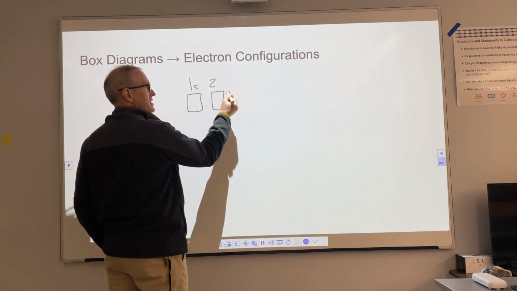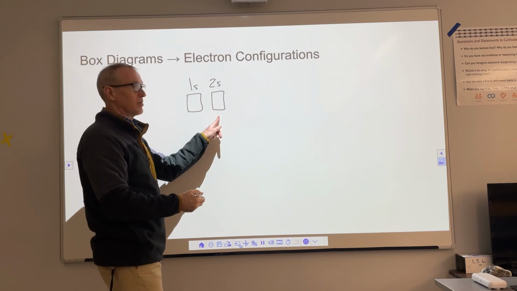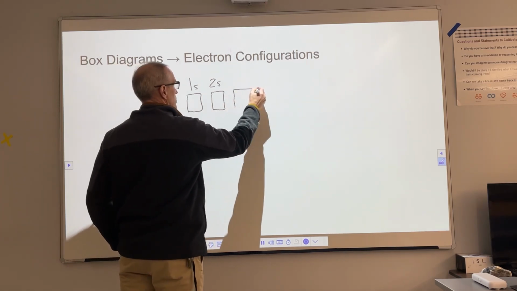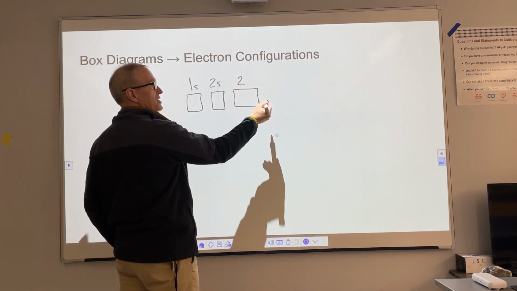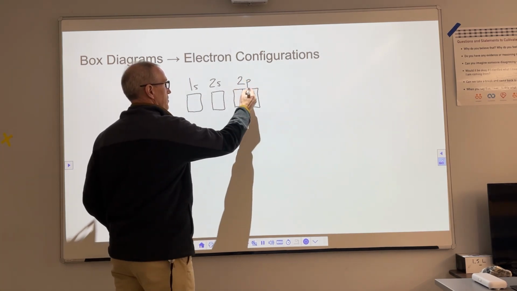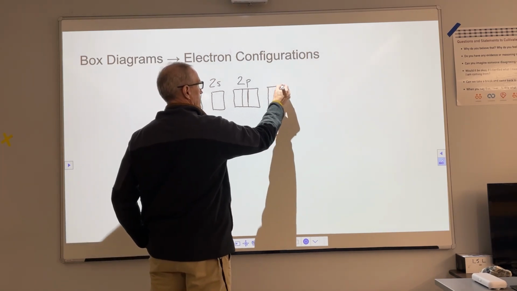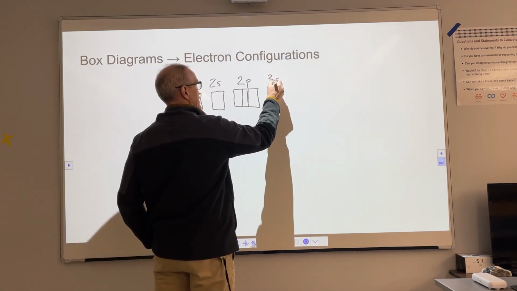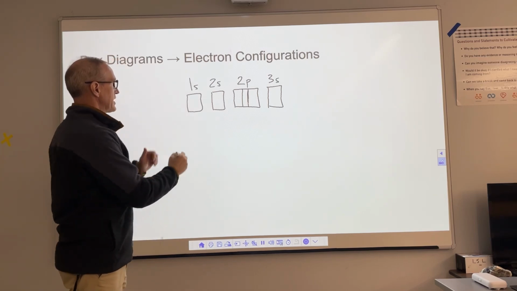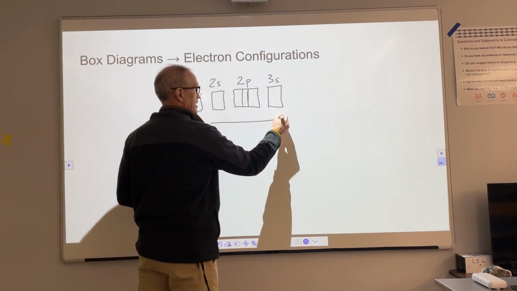Then we move on to the second main energy level, S sublevel, where there's 1 orbital. Then we move on to the second main energy level, P sublevel, and we have 3 orbitals, so 3 boxes. After that, we go to the third main energy level, S sublevel. This is lowest energy to increasingly higher energy.